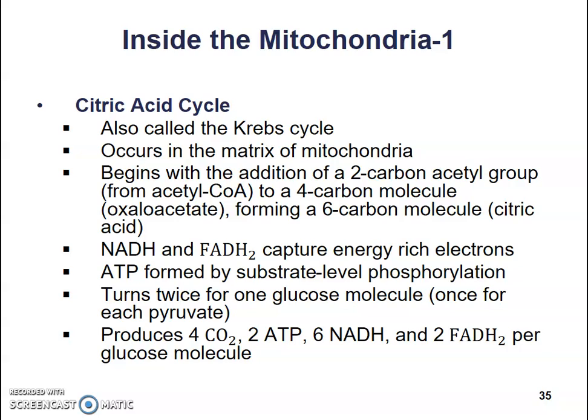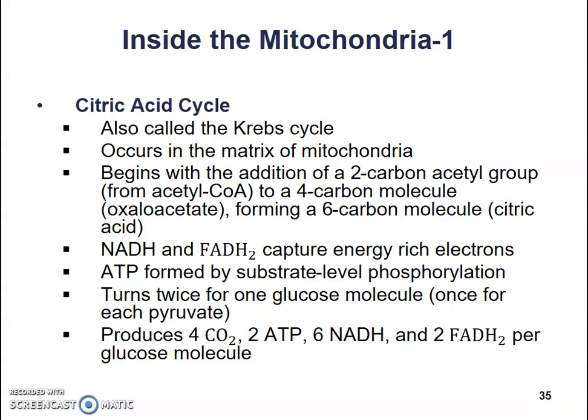So let's talk about the citric acid cycle. It's also known as the Krebs cycle. It occurs inside the matrix of the mitochondria, and it begins with the addition of that acetyl-CoA, that 2-carbon acetyl group. It's going to join with a 4-carbon molecule called oxaloacetate, forming a 6-carbon molecule, also known as citric acid.